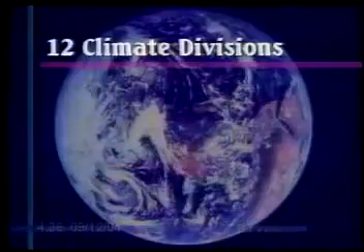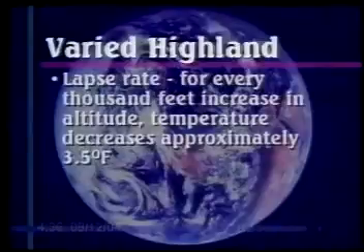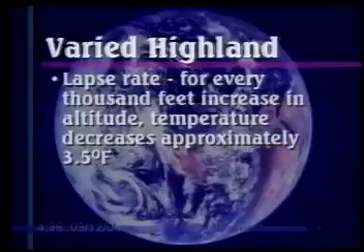Now, one last category and division is our other category, and it includes varied highland. You want to remember that as altitude increases, temperature does what? It decreases, doesn't it? Temperature drops, and that's where we get our varied highland climates. The change is known as the lapse rate, and for every 1,000 feet of increase in altitude, temperature decreases approximately 3.5 degrees Fahrenheit. That is known as the lapse rate.